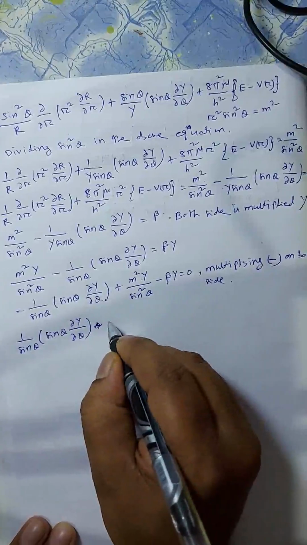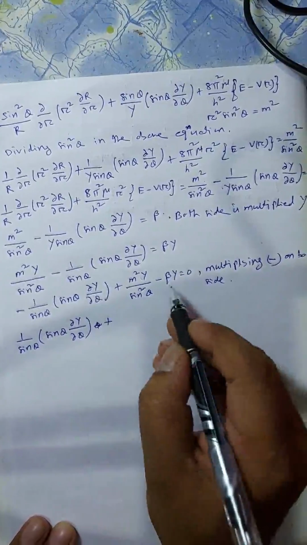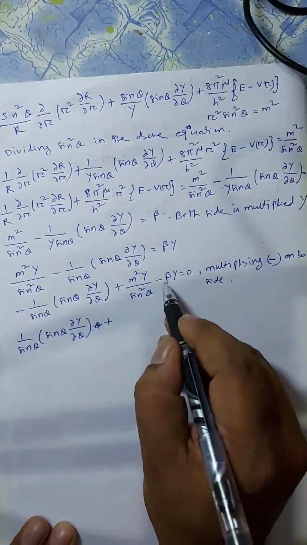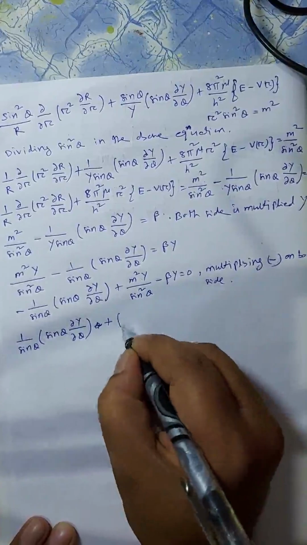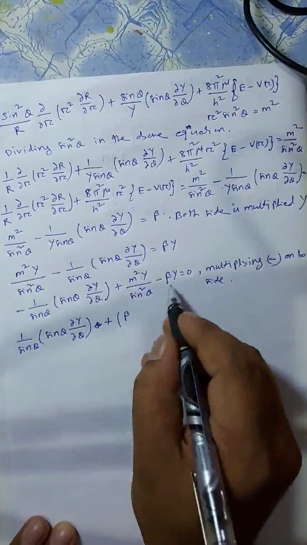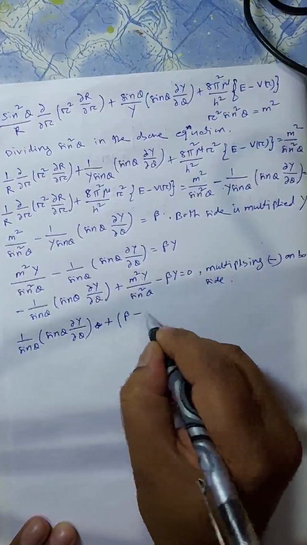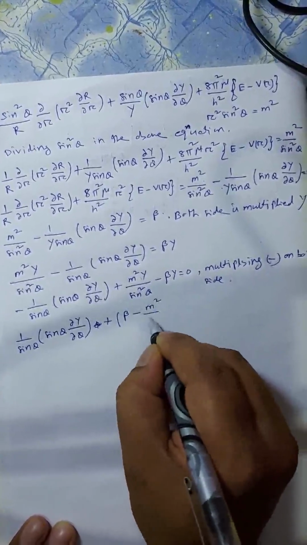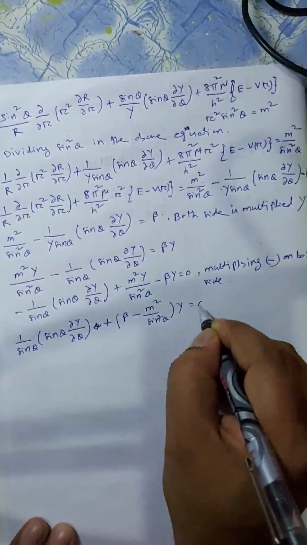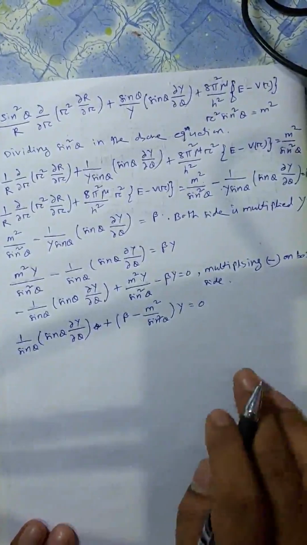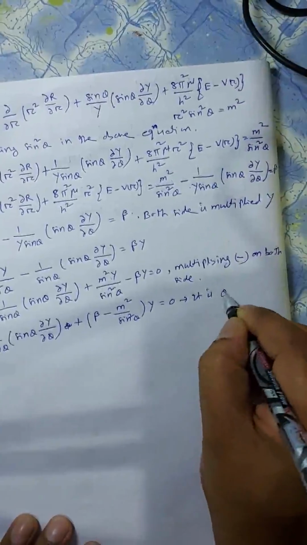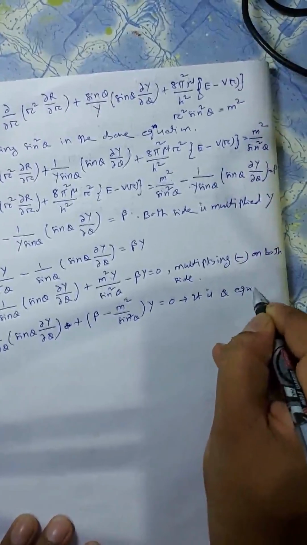Then what do we do here? This one becomes plus and this one becomes minus, because we multiply by minus. So we make a bracket, because we take y common. Here I write beta, and here minus m square by sin square theta, y is equal to 0. This is called the theta equation.